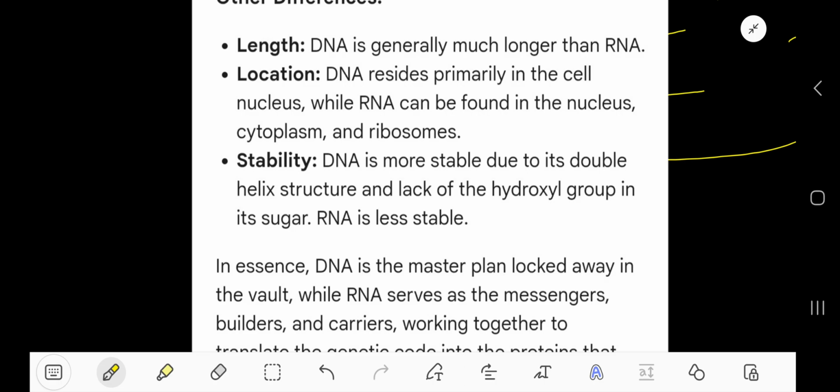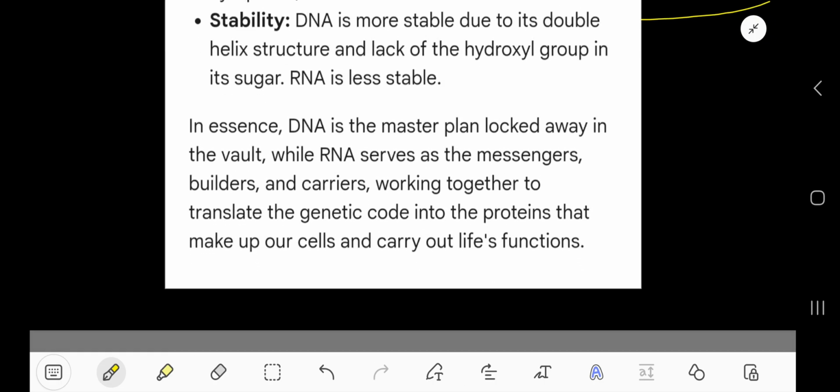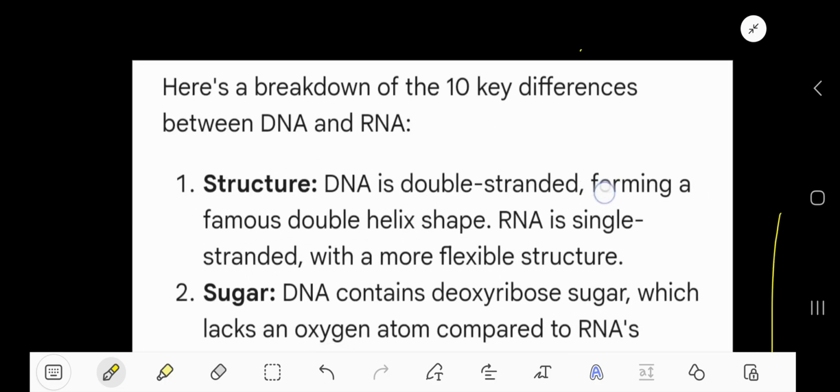RNA is less stable. In essence, DNA is the master plan locked away in the vault, while RNA serves as the messengers, builders, and carriers working together to translate the genetic code into proteins that make up our cells and carry out life's functions. Okay.